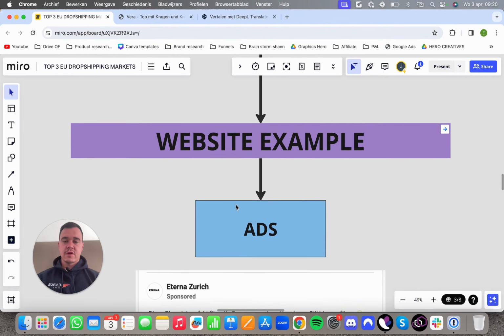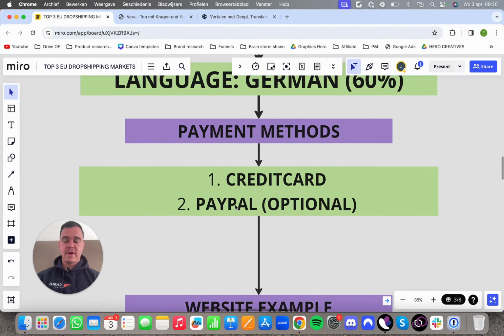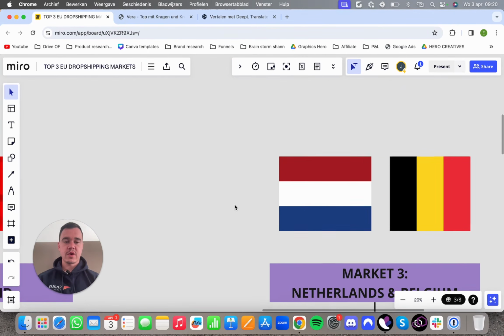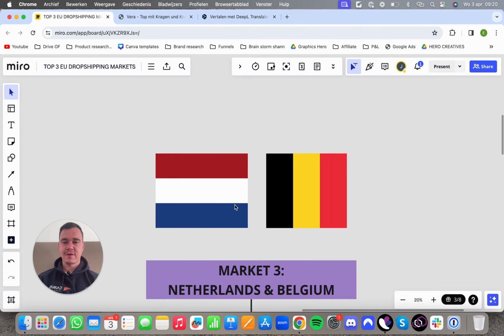So this was the Switzerland market. I think it's a very good market to start selling in. I think you guys should leverage it, because you can even search for German stores in Germany and just use their products, use the landing pages, and put it in Switzerland, because they also sell in German. So let's move on to the third market, one of my favorite markets because it's my own market.